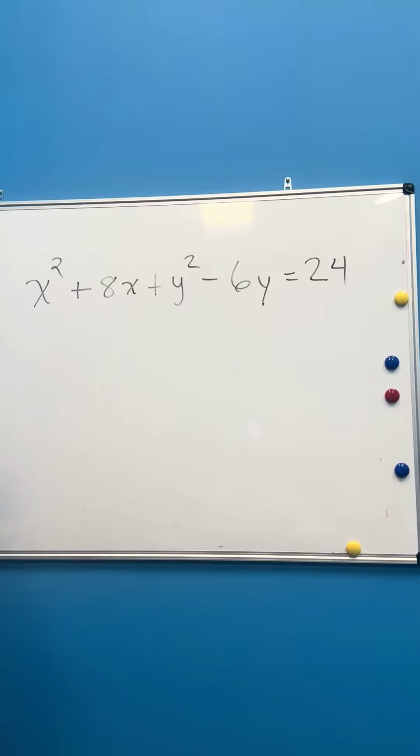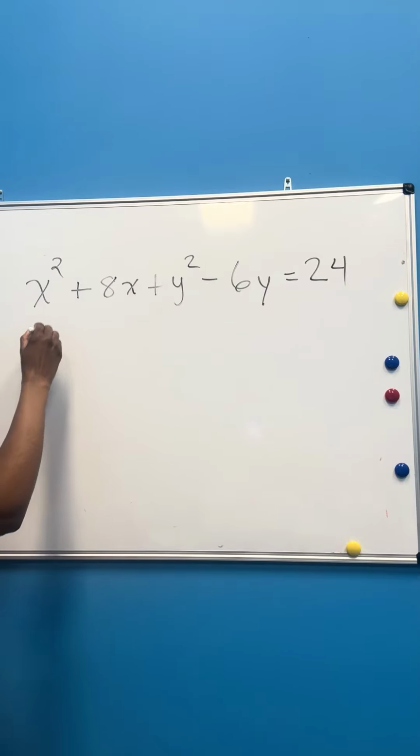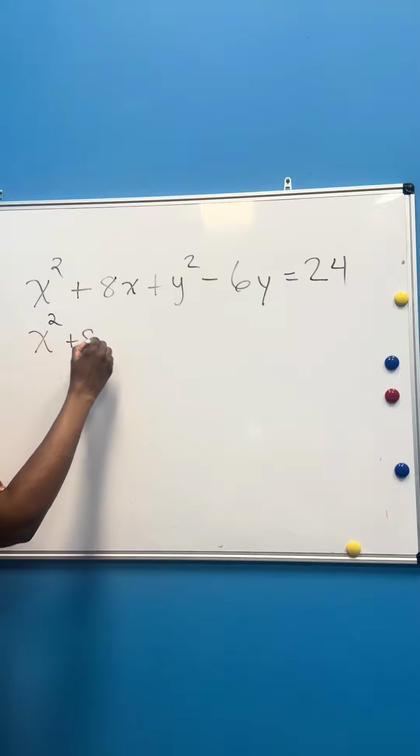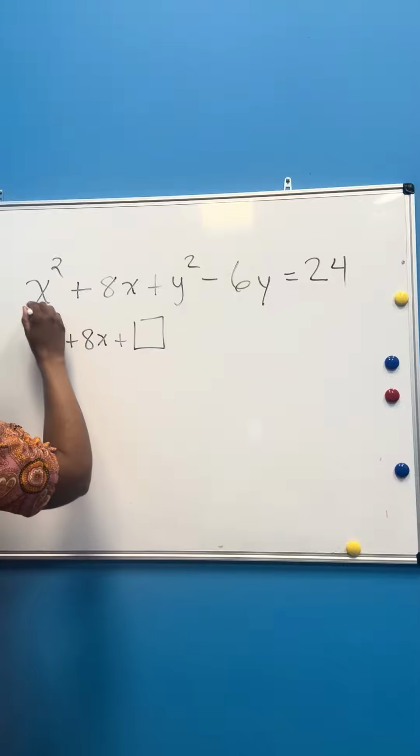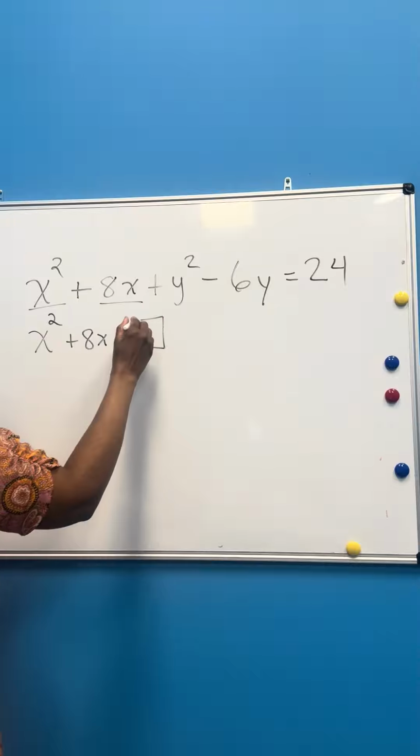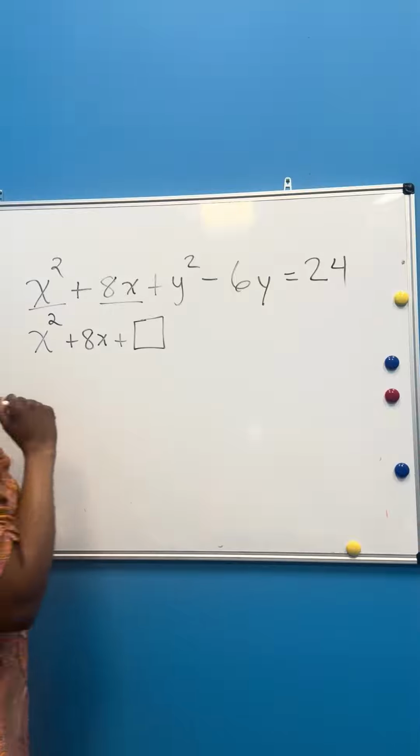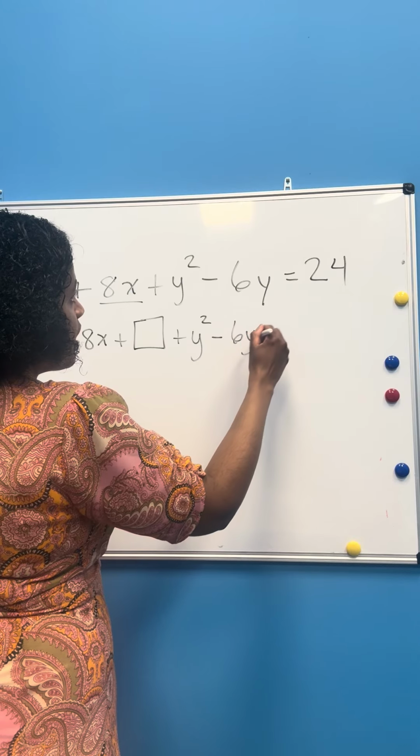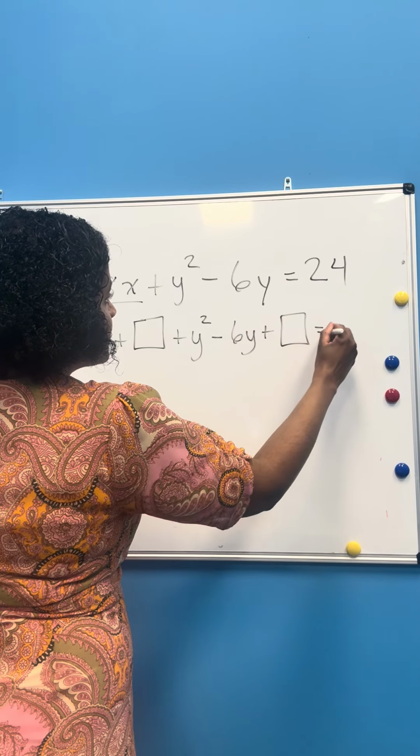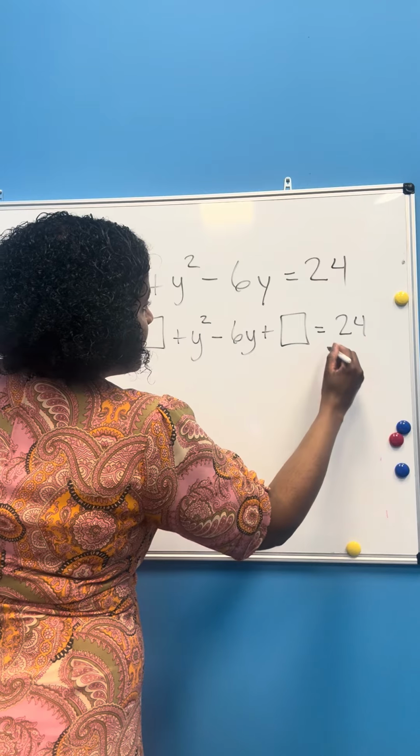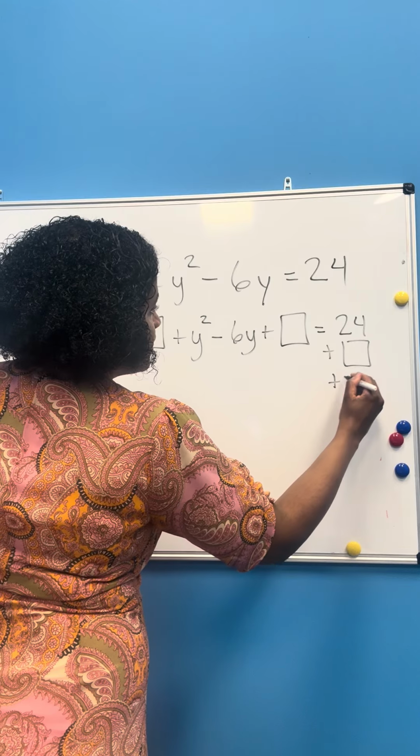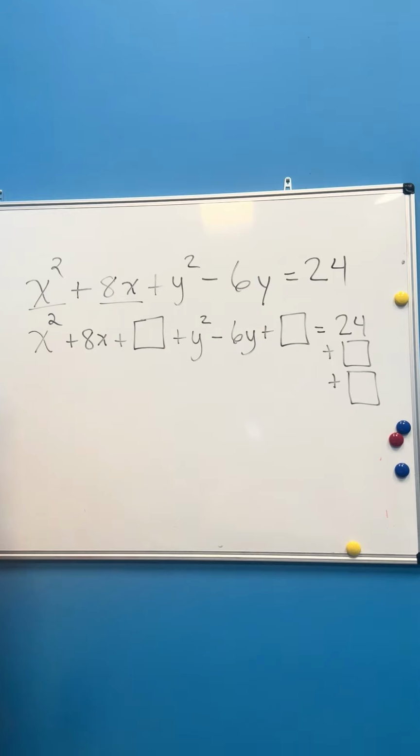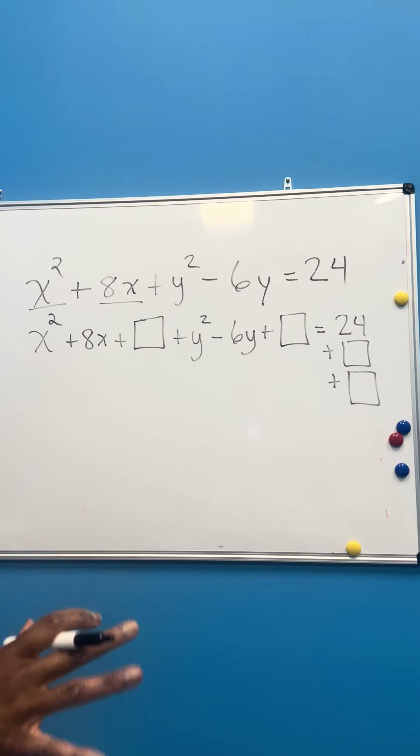When we have the equation of a circle given to us in general form, we need to complete the square to get it into standard form. To complete the square, you put all your x terms together. So this is x squared plus 8x, and this blank here is going to be part of the completing the square process. Then we have y squared minus 6y plus another blank equals 24. I'll put two blanks right here, so that whatever you do on one side of the equation, you always do to the other.